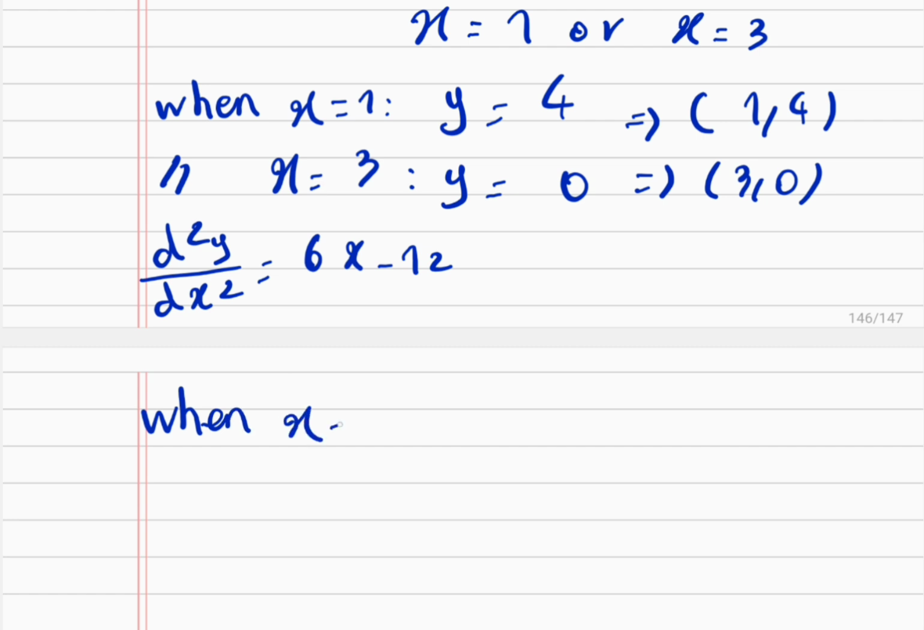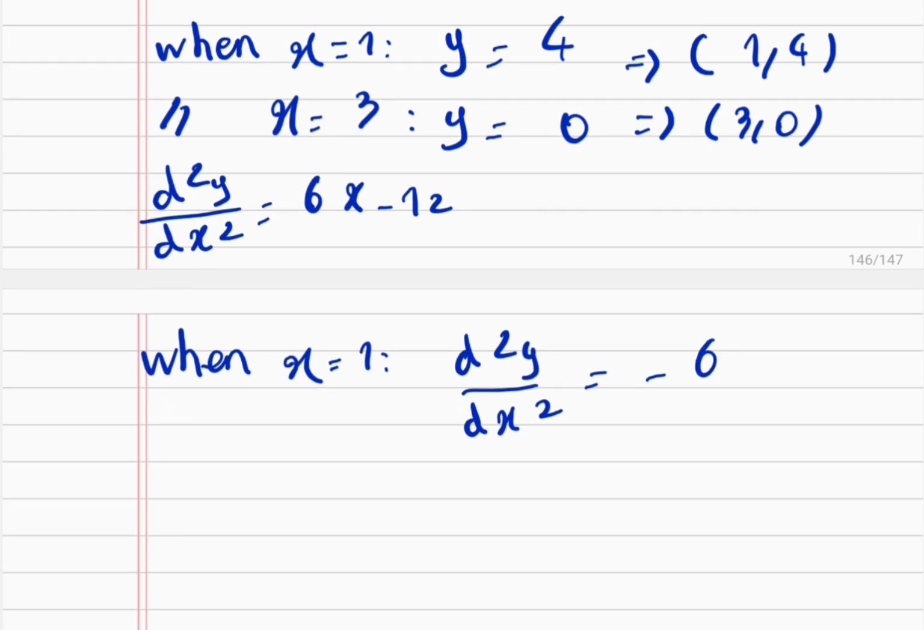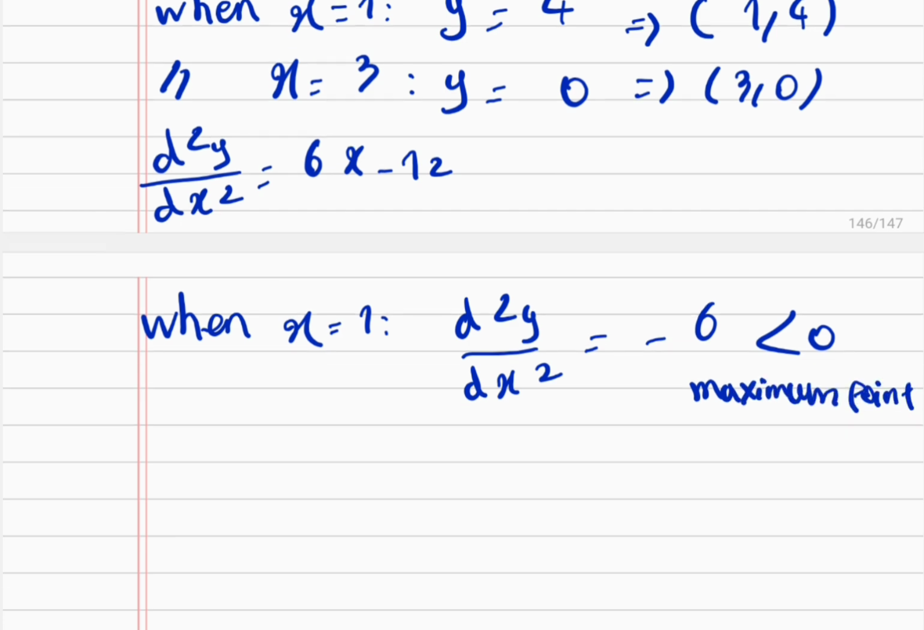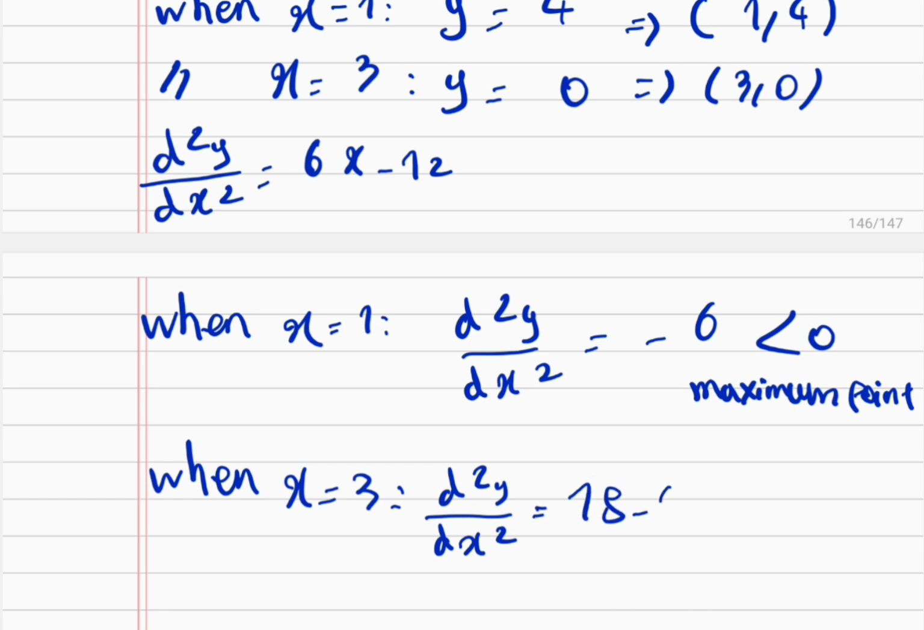When x is equal to 1, then d squared y by dx squared is minus 6. So this is a maximum point. The next point, when x is equal to 3, then d squared y by dx squared is equal to 18 minus 12, which is 6. And this is a minimum point.